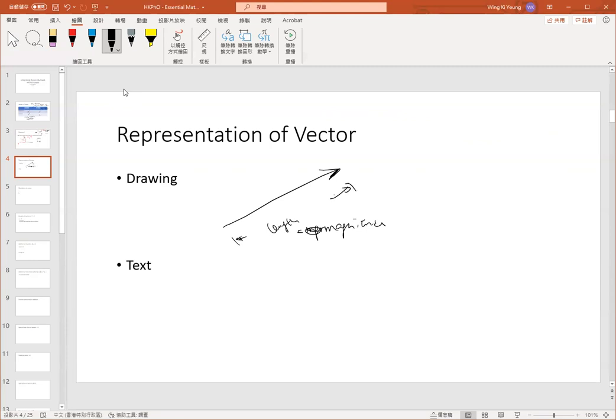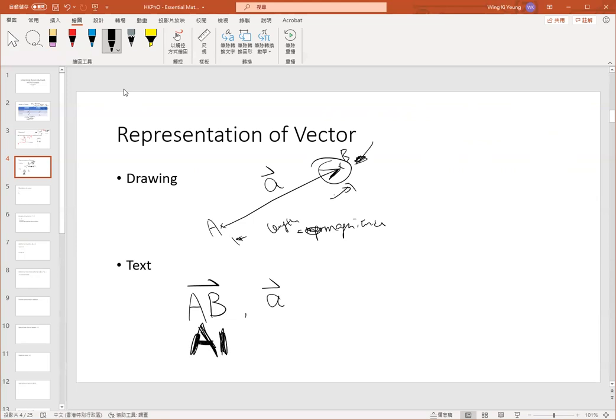And then the arrow, the direction it points to, is just the direction of the vector. So to write down the vector, let's say this point is point A, this is point B. So we can use AB with a head on it to represent the vector pointing from A to B. And we can also use one small letter to represent the vector.